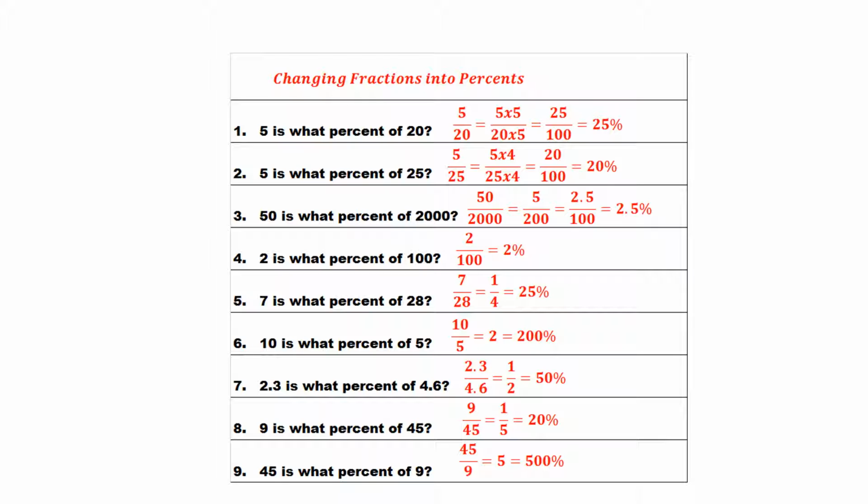So a fifth is 20%. By the way, 2/5 would be 40%. 3/5 would be 60%. 4/5 would be 80%. So that's an easy way to do them with fractions. And 45 over 9 is 5. And just like the two above, 5 is 500%.